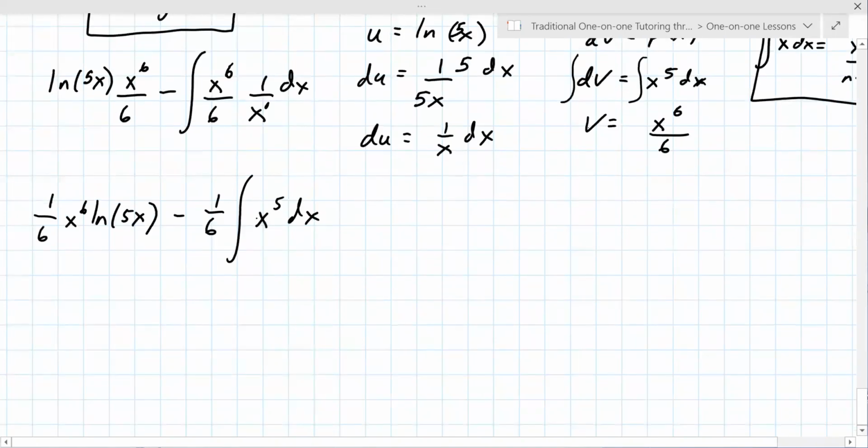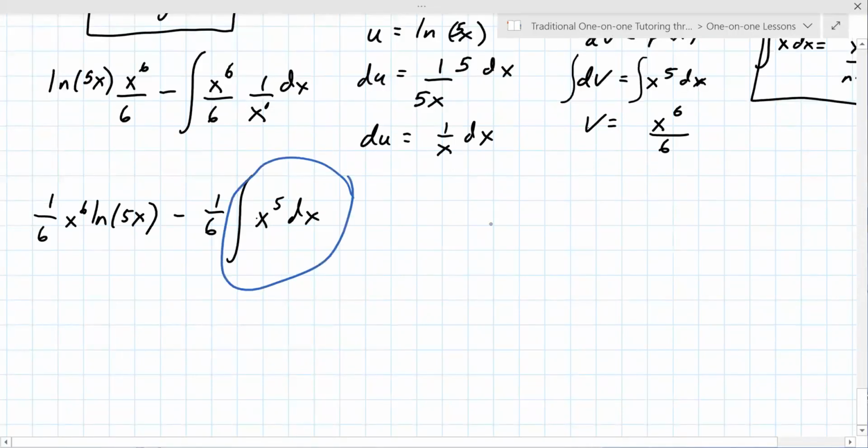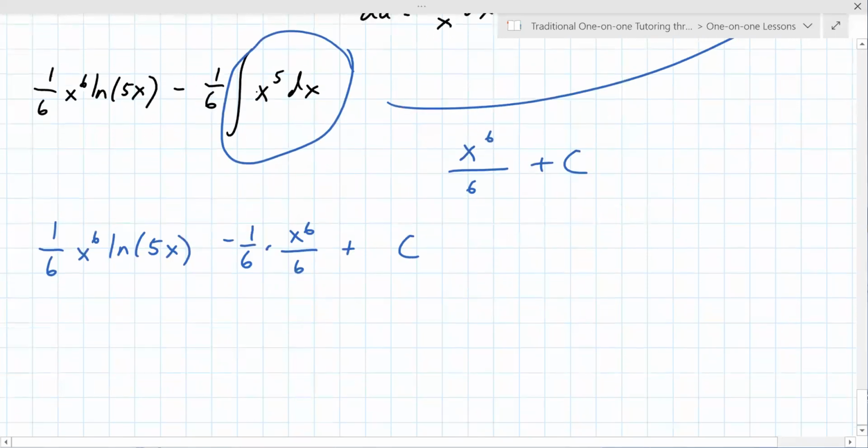Okay. So this right over here in blue, we just did one of those over here kind of. It's x to the 6th over 6 plus c. Okay, so it's paired with this 1 over 6. So it ends up being 1 over 6 x to the 6th natural log of 5x minus 1/6 times x to the 6th over 6 plus c. And that's your final answer. Okay.